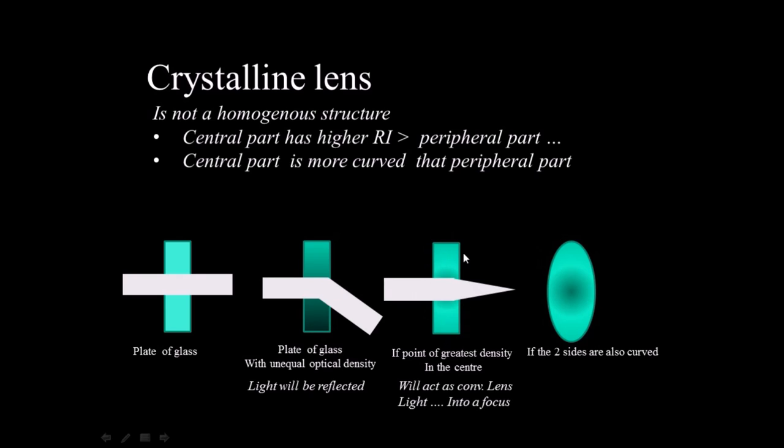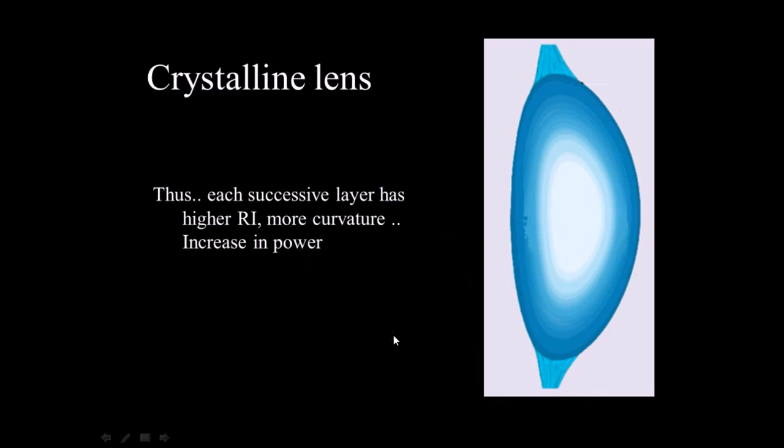If you change the shape of this plate of glass into a curved surface, then you have another factor, which is the curvature, that will help the increased refractive index to focus the rays more. This is the structure of the crystalline lens. It gets a curved surface, and at the same time, it has a denser refractive index in the center. The crystalline lens is formed of continuous layers from periphery to the center, and as we go toward the center, the refractive index is higher, and the curvature is more.